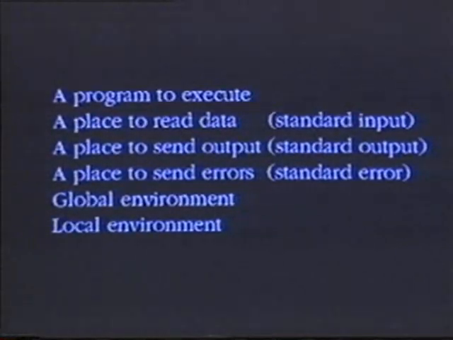Processes consist of six parts: a program to execute, a place to read data called the standard input, a place to send output called the standard output, and a place to send error messages called the standard error. There's also a global environment, which defines the user and the current state of the system, and a local environment, which is used to define the current state of this process only.